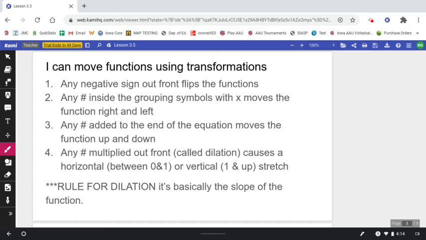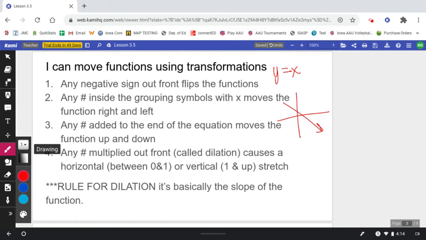The first thing we're going to look for in linear equations, and remember, we're talking about our y equals x equations: any negative sign out front is going to flip the function. So if I take this equation and put a negative in front of my x, instead of a line with a positive slope like this, now with the negative sign out front, it'll flip the function, going down from left to right.